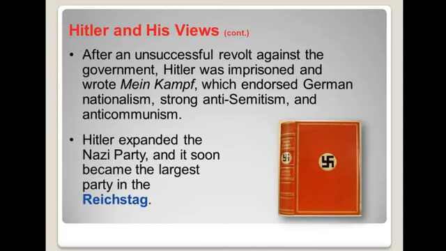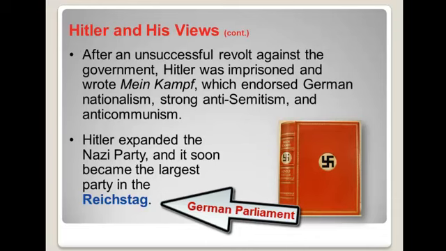Now, Hitler also expanded the Nazi Party, and pretty soon it became the largest political party in the Reichstag. Now, there were over 30 political parties at the time, so it divvied up a lot of the loyalties, but at the time it became the biggest party. Now, the Reichstag, that was just the German parliament, the German legislature.